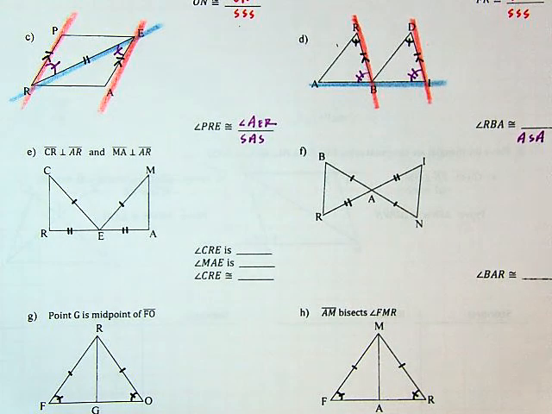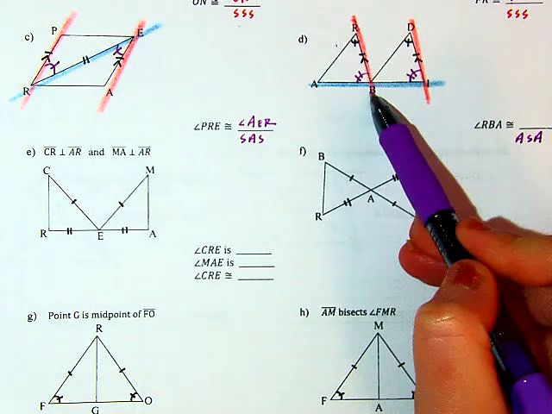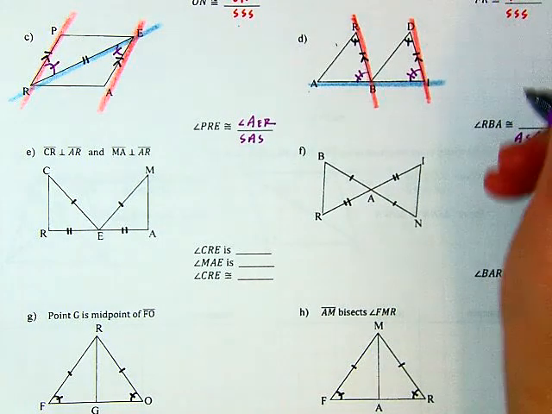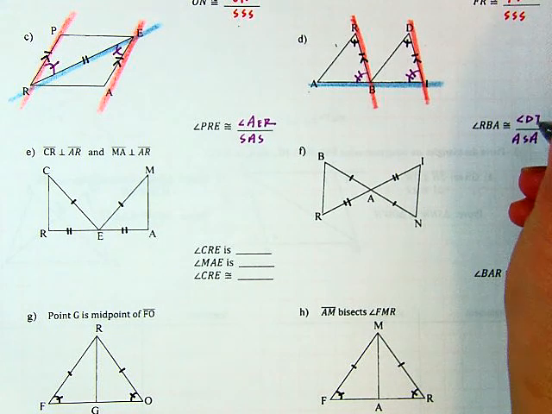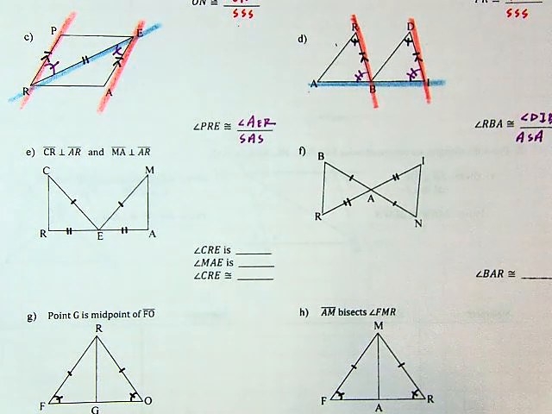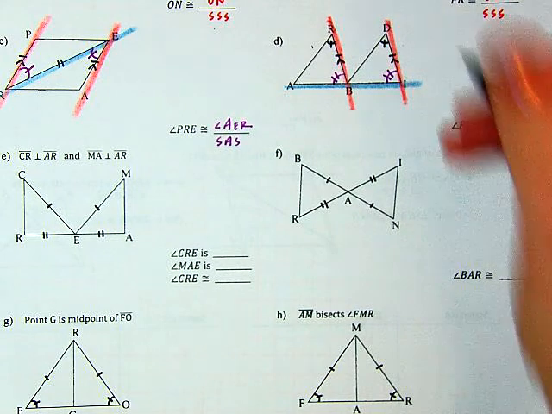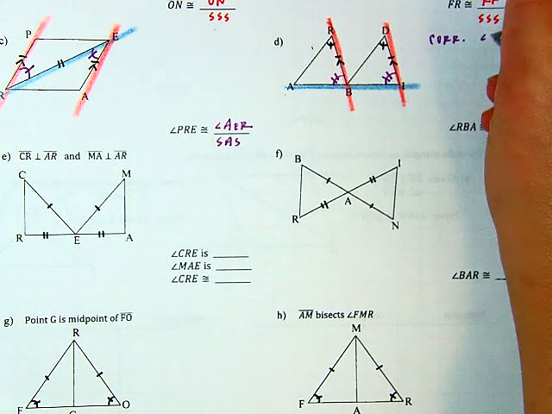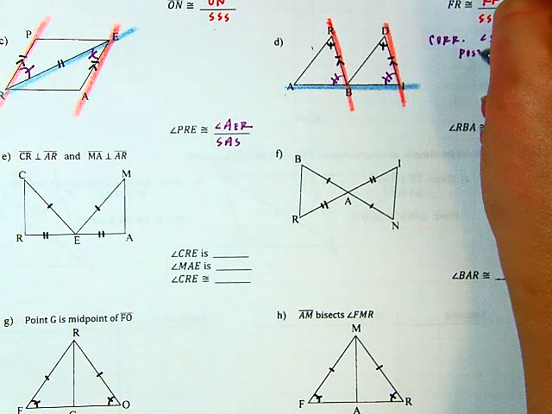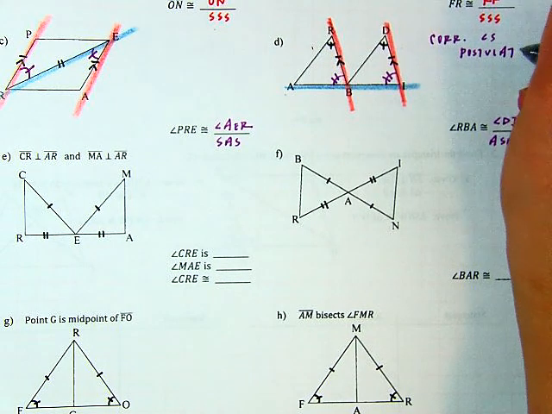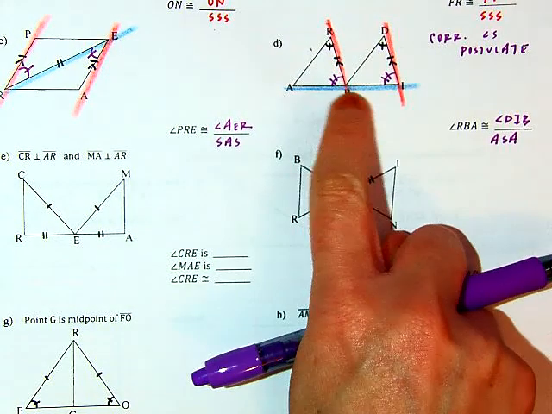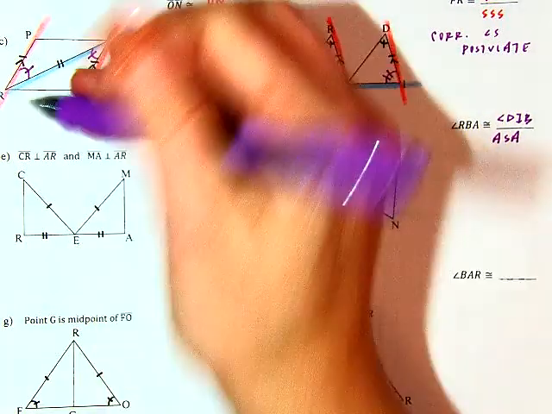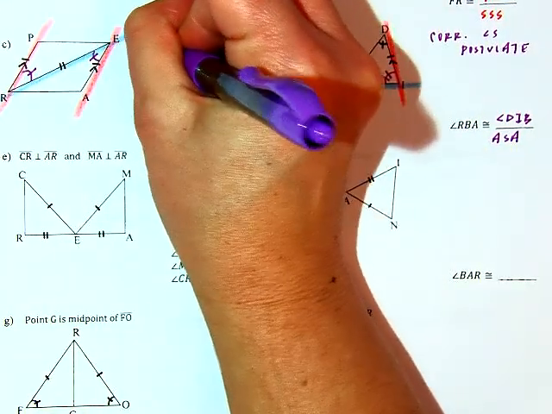Okay, and if I finish my statement, RBA, that would sync to DIB. So my reason here, this one was corresponding angles postulate. Right, I can picture this angle sliding into this position. And then over here, this one was the alternate interior angles theorem.